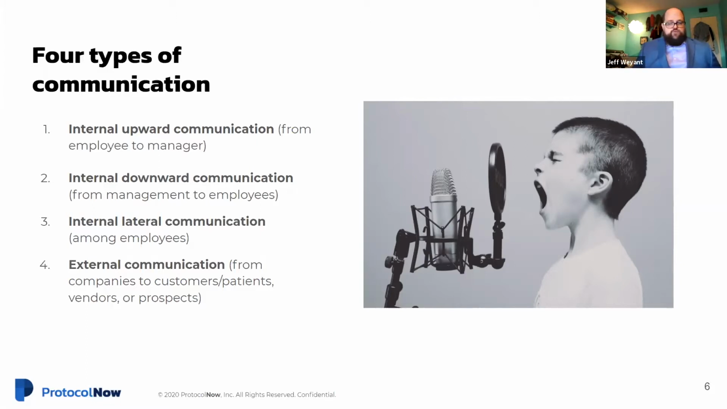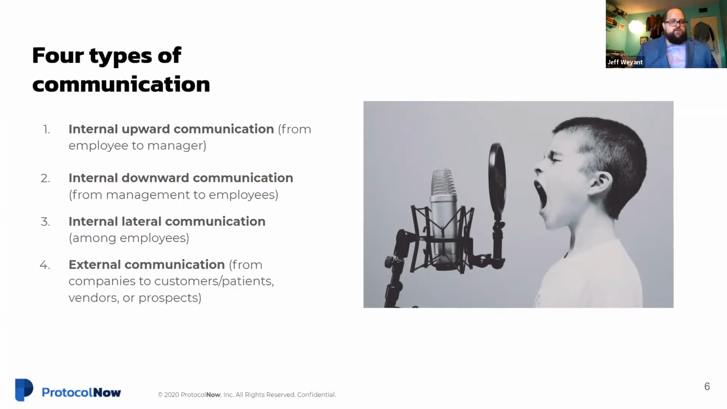So some examples of what these might be when it comes to protocols. So a protocol committee at a hospital gets together and they put together a set of protocols, and then they make a binder and they put that binder on a nurse's station somewhere. That's an example of internal downward communication. Internal upward would be comments and feedback about those protocols by maybe the nurses or the physicians back up to the committee. Internal lateral is among employees. So the nurses and physicians talk amongst themselves about how a protocol is working or whether or not it needs any sort of updating.